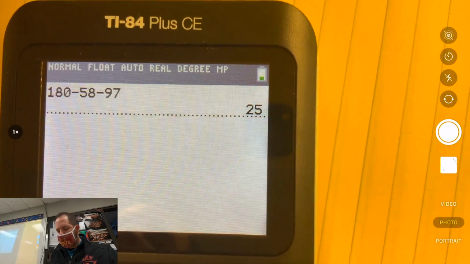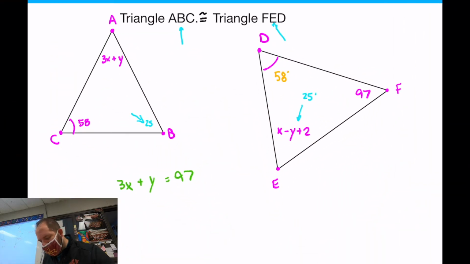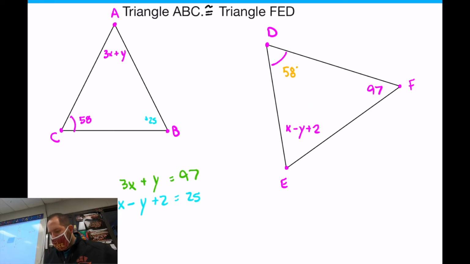So, all right, let's set that up. So what do we have? We have an x minus y plus 2 equals 25 degrees. All right, questions on the setup? I haven't solved anything yet. I basically just got the setup here.